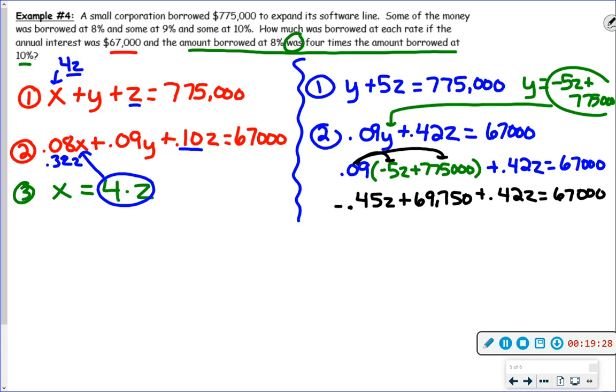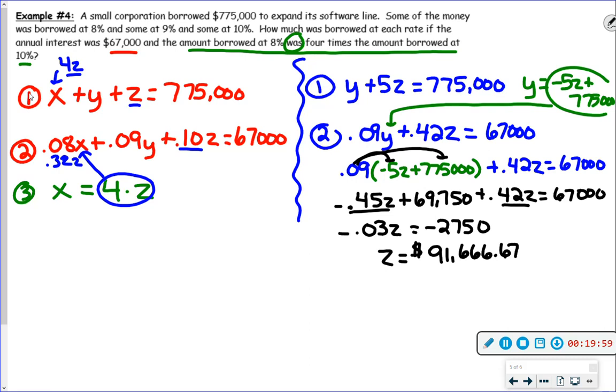Okay, let's combine our like terms. So I'm going to add those z's together. It's negative 0.03. And I'm going to subtract off the 69,750. Clearly, I'm going to divide negative 0.03 off in my calculator. This is a money problem, so I'm going to label it with a dollar sign, and I'm going to round to 2 decimal places, so I'm in dollars and cents. So there's my answer for Z. I'm going to label that too. Z was at 10%, just to be crystal clear on how much at each rate. Got it. 1 answer down, 2 to go.